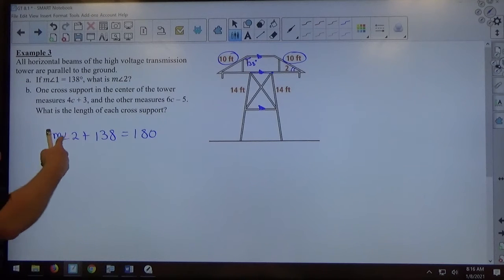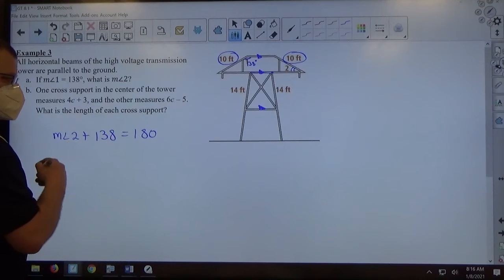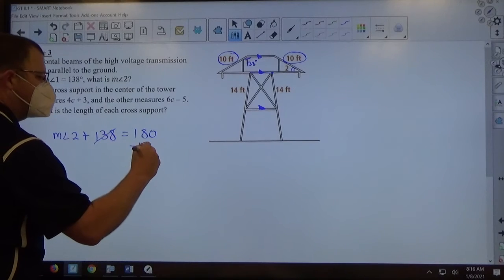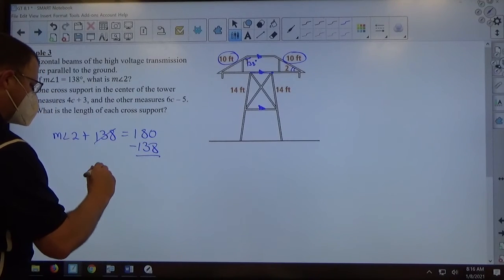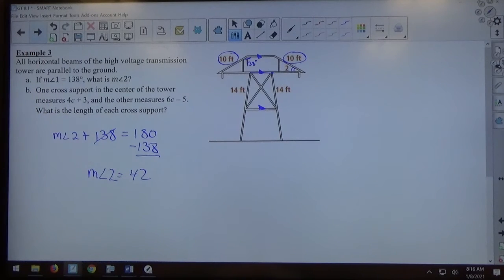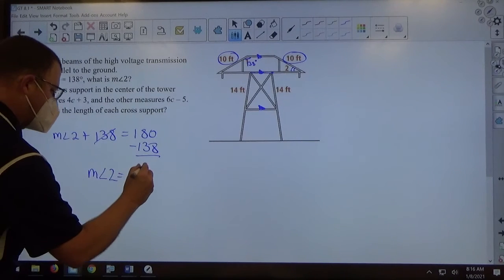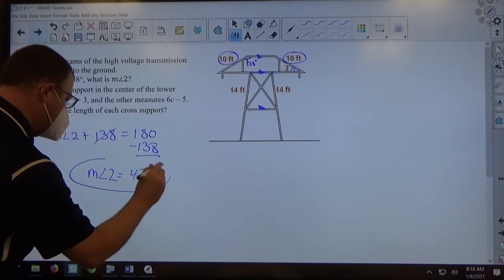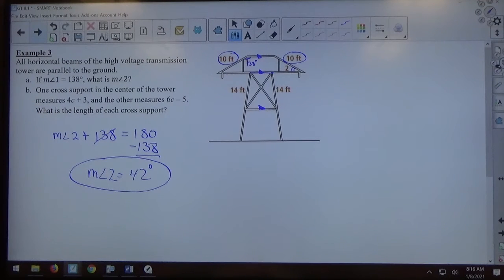So angle 2 plus 138 equals 180, that's the equation I create. Subtract 138 now, and we get measure of angle 2 equals, and it should be 42. I said 52 before, I forgot to borrow. So angle 2 is 42 degrees, and there's our answer for that.